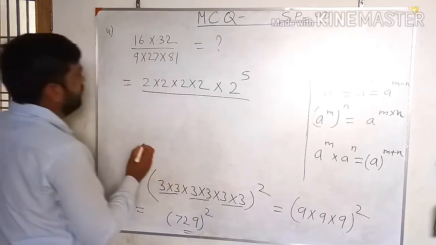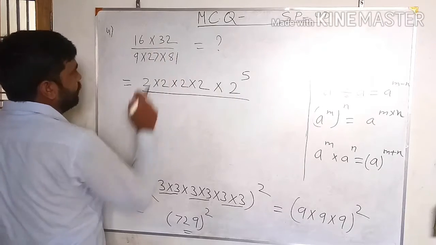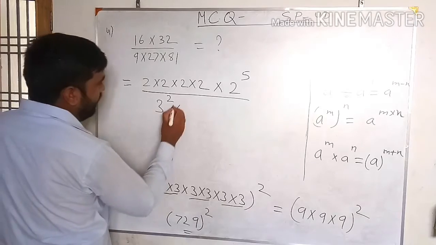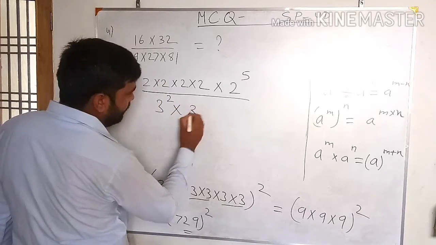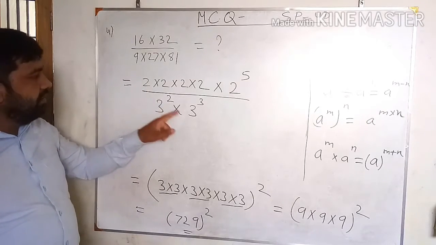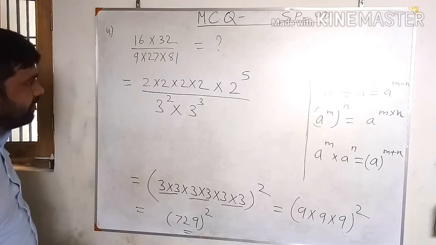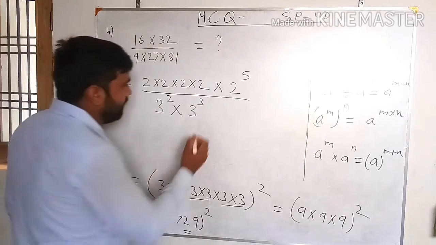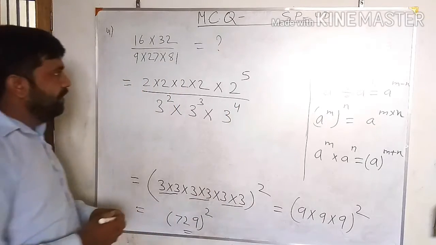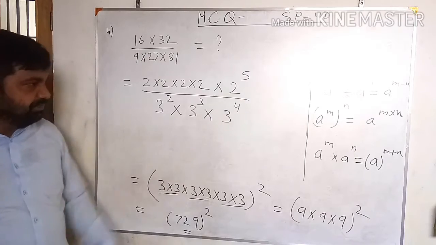Now see, the value of 2 to the power 4 is 16 and the value of 2 to the power 5 is 32. Now the value of 9 is the square of 3, 3 square you can write, and the value of 27 is 3 cube, 3 to the power 3. So 3 square means 3 times 3 is 9, 3 cube means 3 multiply 3 multiply 3, 3 times 3 is 9, 9 times 3 is 27. And 81 you can write as 3 to the power 4. When you find the prime factors of 81, you will get 3 four times.